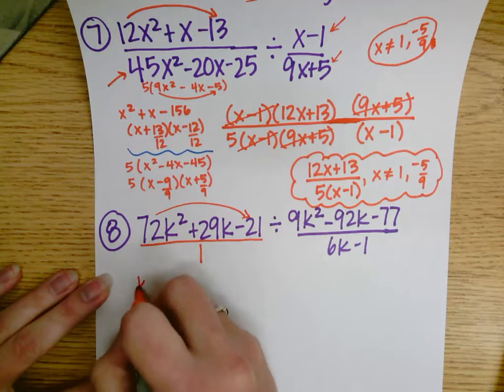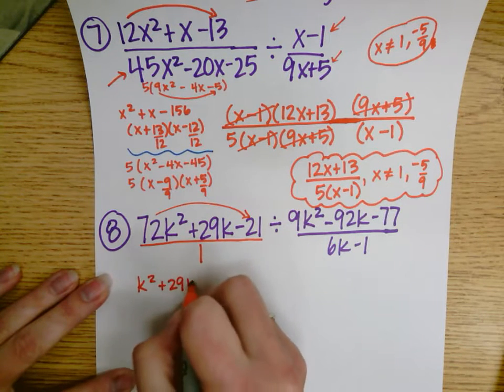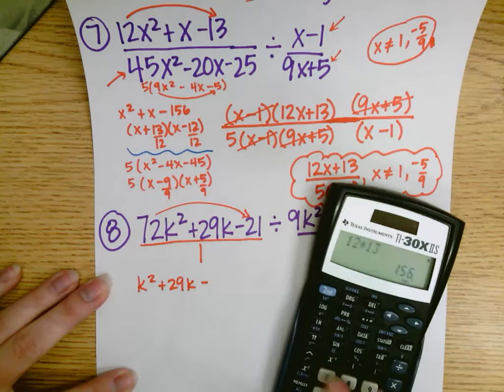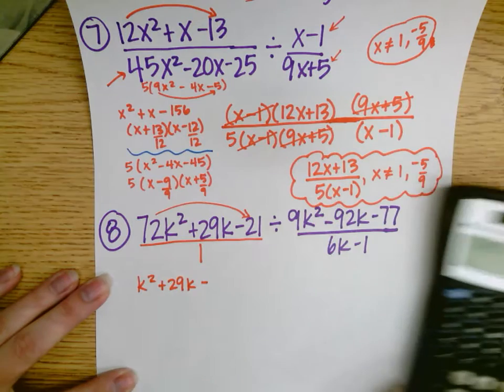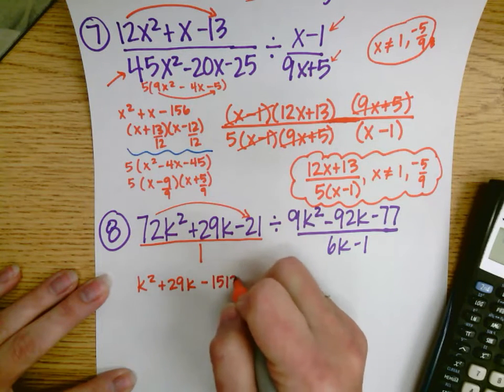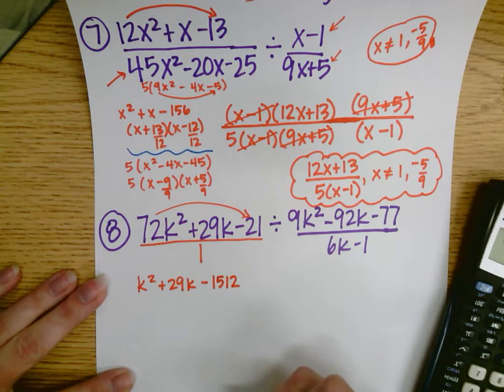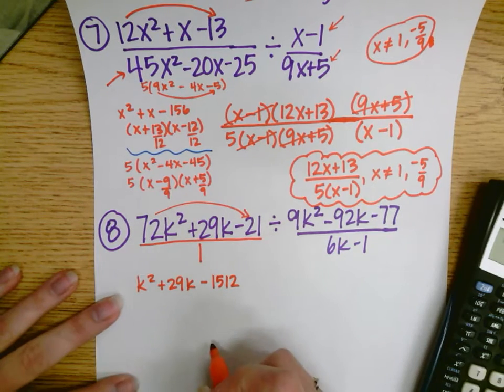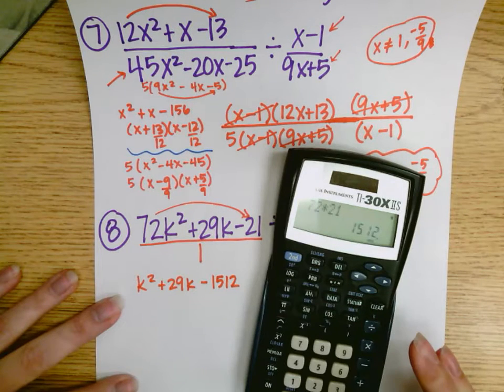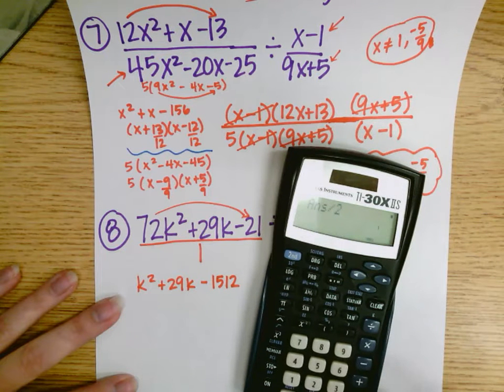So k squared plus 29k minus 72 times 21. 1,512. Alright. Well, I know it's not going to be 72 and 21, and I need something pretty large. It's definitely divisible by 3 and 2 and 2, so it's divisible by 12. It's divisible by 24. Let's try 26 minus 24, that is not 29.